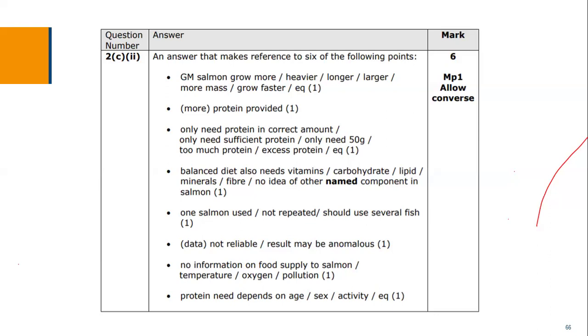A comment on the experiment: only 1 salmon used, so the data is not reliable. No information on the food supply, and the protein needs of a person depend on age, sex, or activity. I think this will follow on from more data earlier on in the question about protein in salmon. But this is the mark scheme to go with the discuss question.